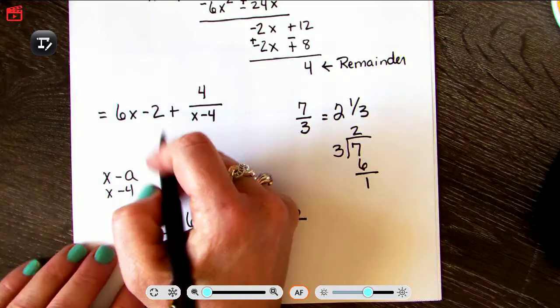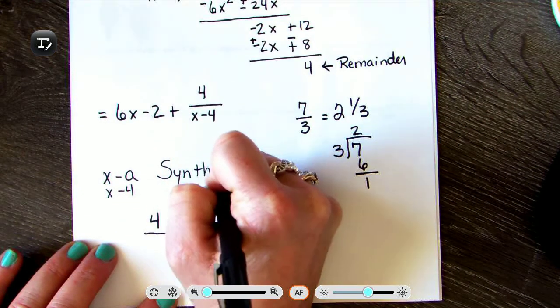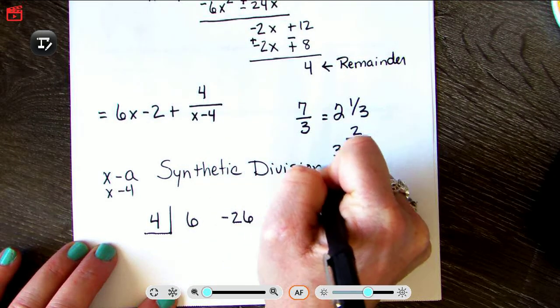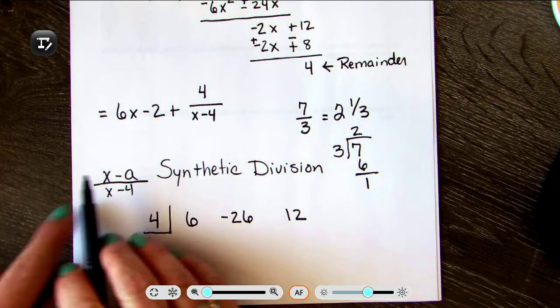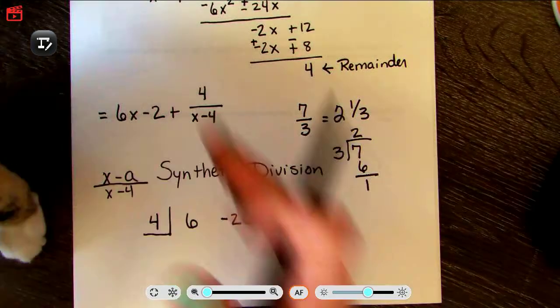The way synthetic division works, and I'll write synthetic division, is that it is only used when we're dividing by an x minus a number. It does not work if there's a coefficient in front of the x. It only works if it's a single x value.